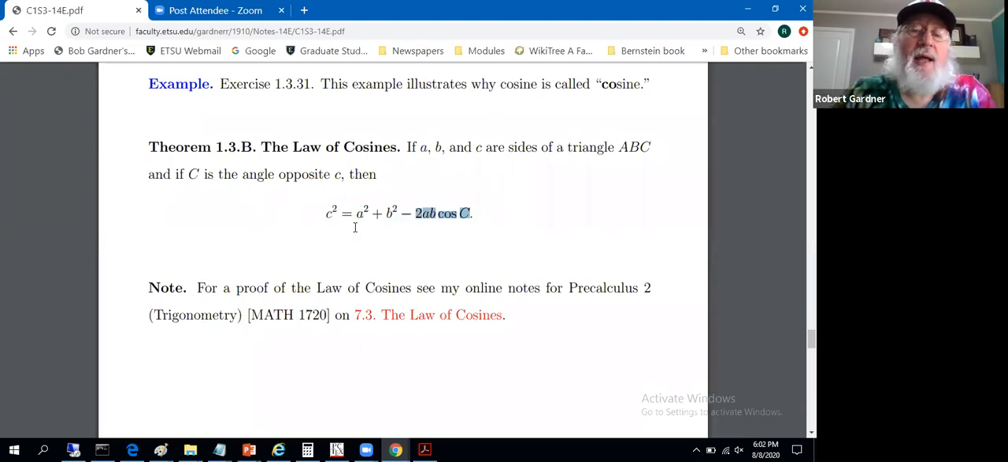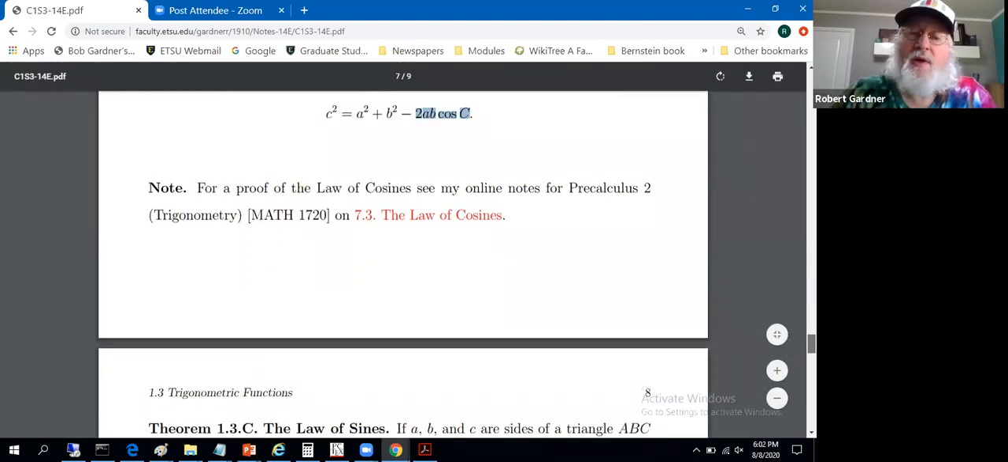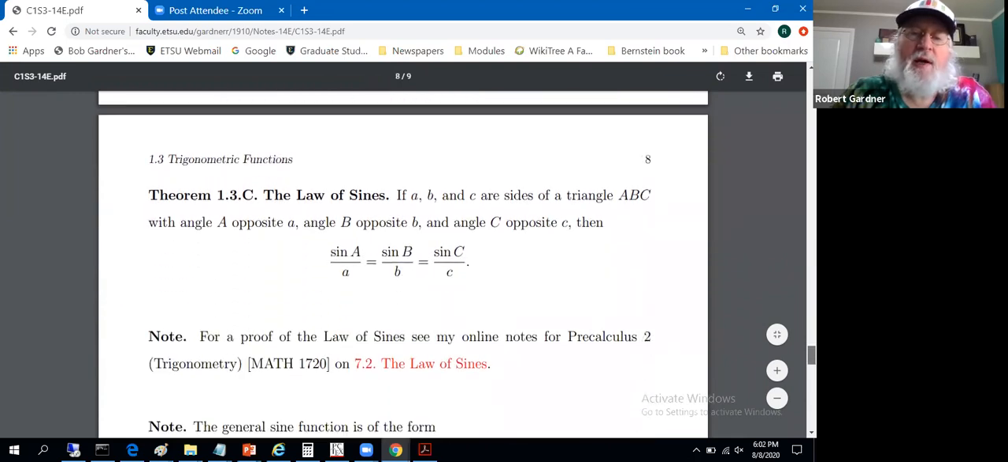Also, if C is a right angle, then this side c is the hypotenuse. And we get hypotenuse squared equals the sum of the squares of the other two sides, because that term is 0 when capital C is a right angle. So this is really a generalization of the Pythagorean theorem. You want to see a proof of it, go to town. There's one in my pre-calculus notes posted online. We got other fish to fry.